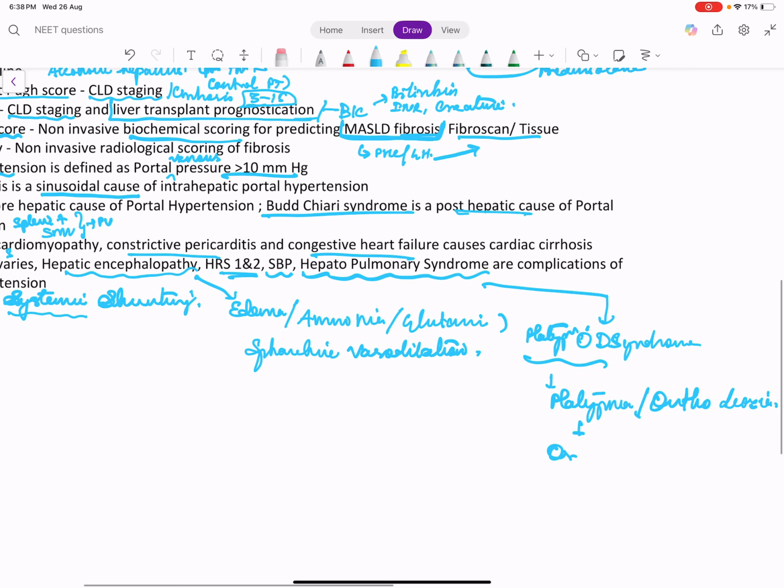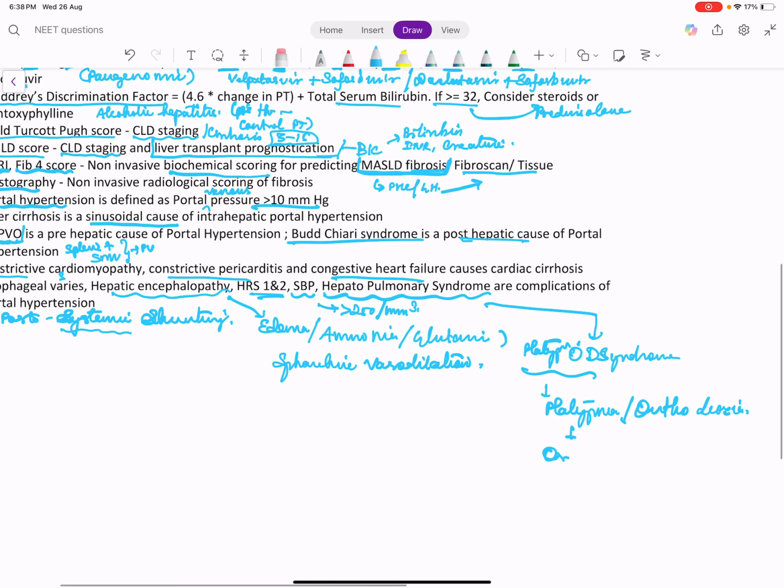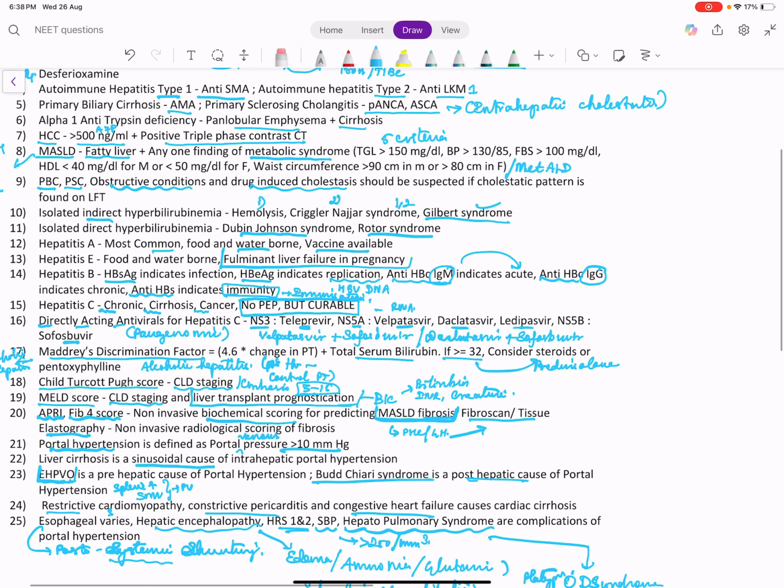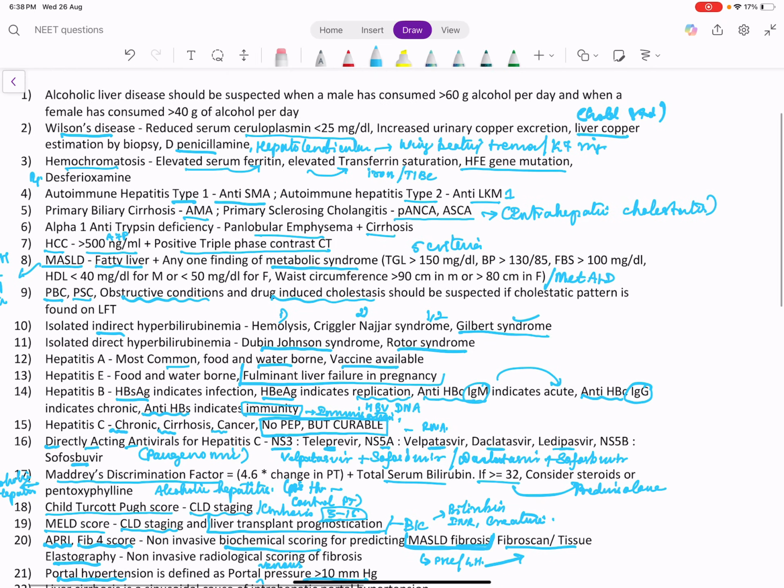That is seen when we do tapping of the ascites. If the absolute neutrophil count is more than 250 per cubic millimeter, we call it spontaneous bacterial peritonitis. These are the complications of portal hypertension. The commonest cause of portal hypertension is still cirrhosis. It is a sinusoidal cause of portal hypertension.